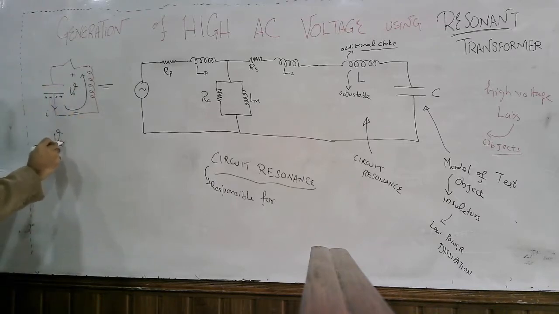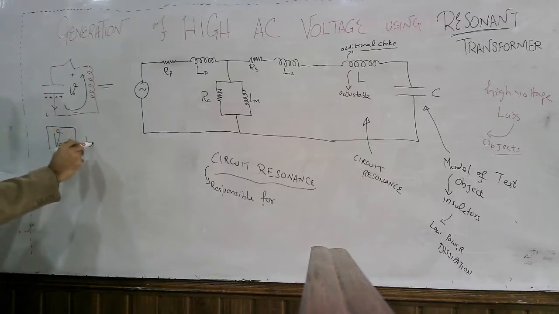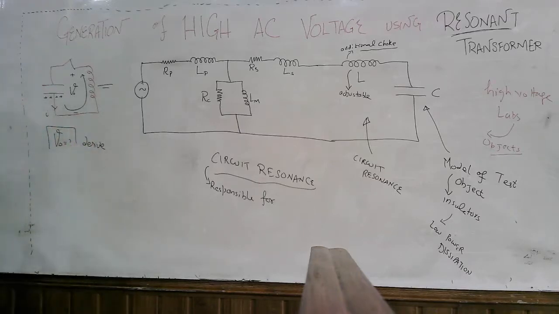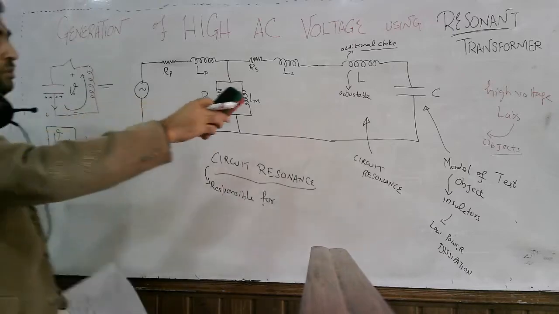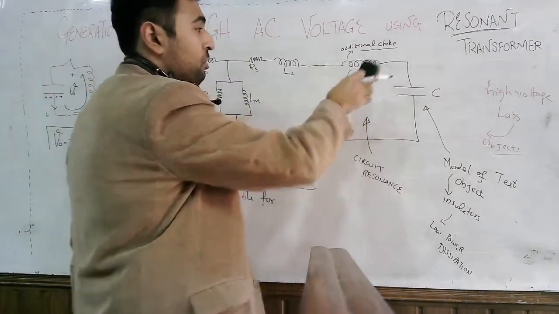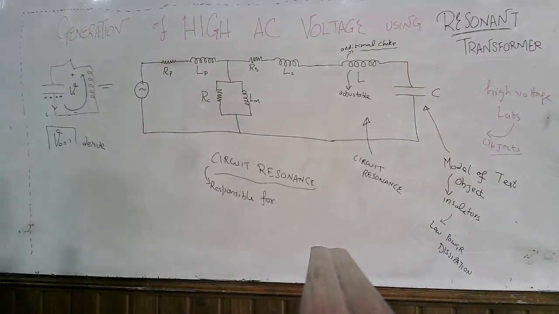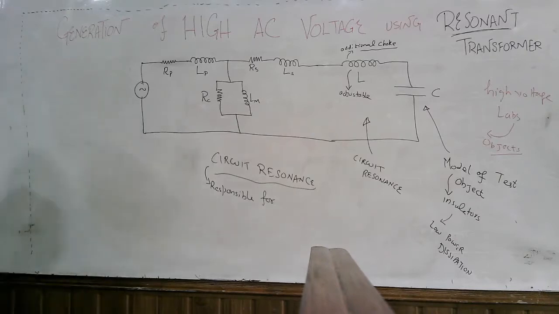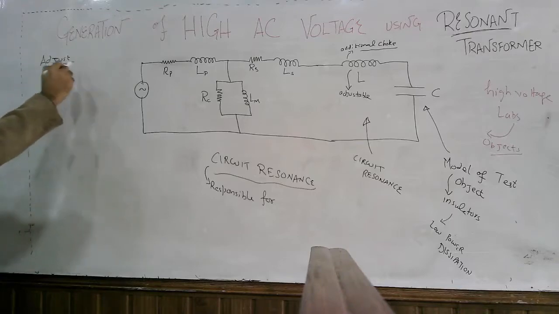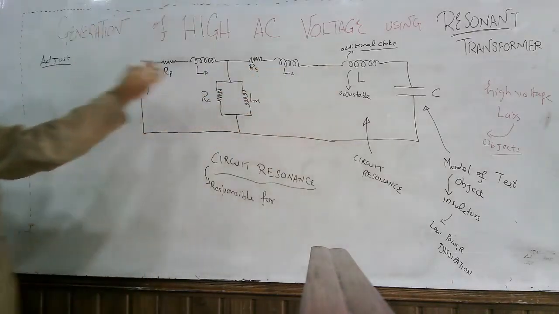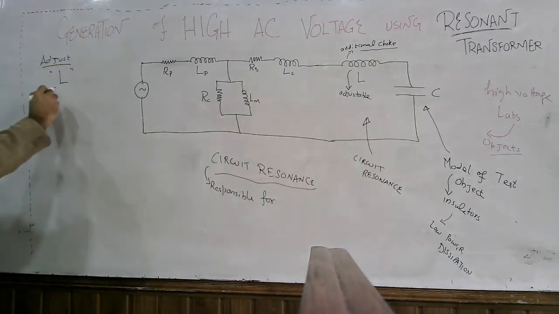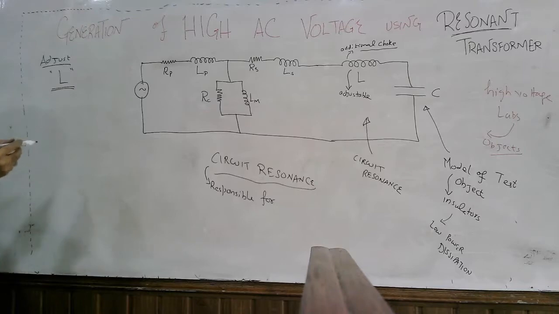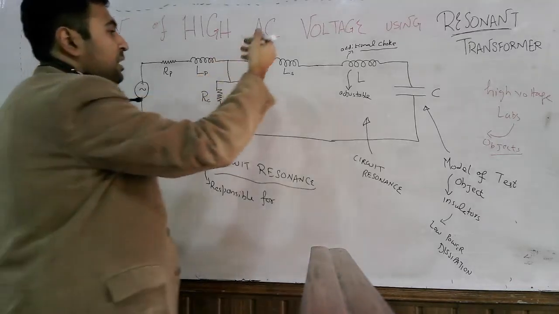Now what is this voltage? You can derive it using the concept of network analysis. In fact, what's going on here? Here you can see that we have an adjustable choke, or an adjustable inductor. What we have to do is adjust this value of the additional choke, or the inductance L, such that this circuit starts resonating.